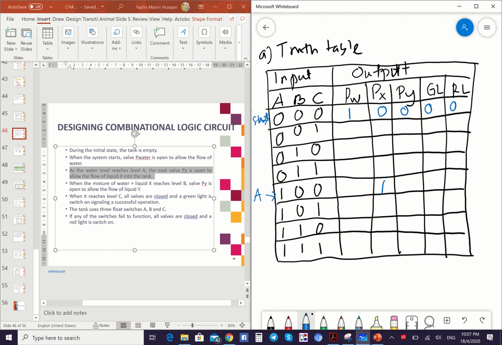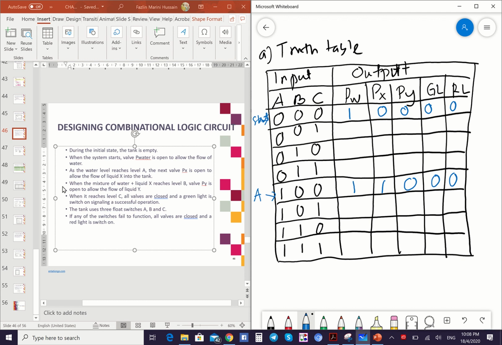What happened to the Pw, or P water? P water is still open. Why? Because you go to the next statement, when the mixture of water and liquid X reaches level B. So at level A, P water is still open, and the other outputs are equal to 0.